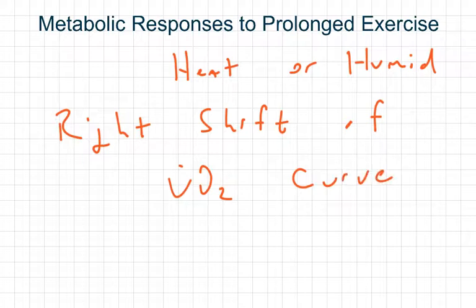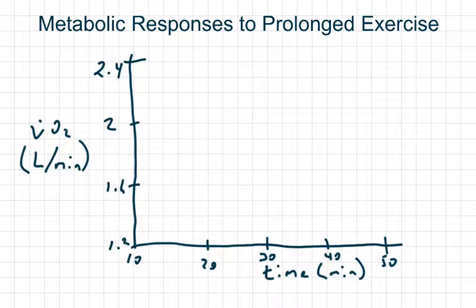And so what do we mean by that? So let's explain this in graphical format. What we have here is on our y-axis, we've got our VO2, which is our oxygen uptake in liters per minute. And here on the x-axis, we have time. We're going to start our graph at 10 minutes because we want to show that we're completely aerobic at this point.